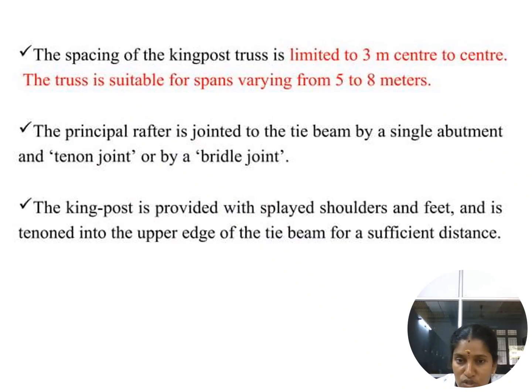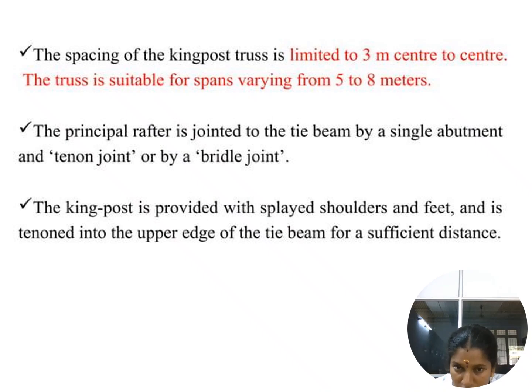In this king post, usually a king post truss is limited to 3 meters center to center. The truss is suitable for spans varying from 5 to 8 meters, which is very suitable for king post trusses. The principal rafters are joined to the tie beam at a single abutment, a tension joint by a brittle joint. Maybe this joint can be a tension joint.